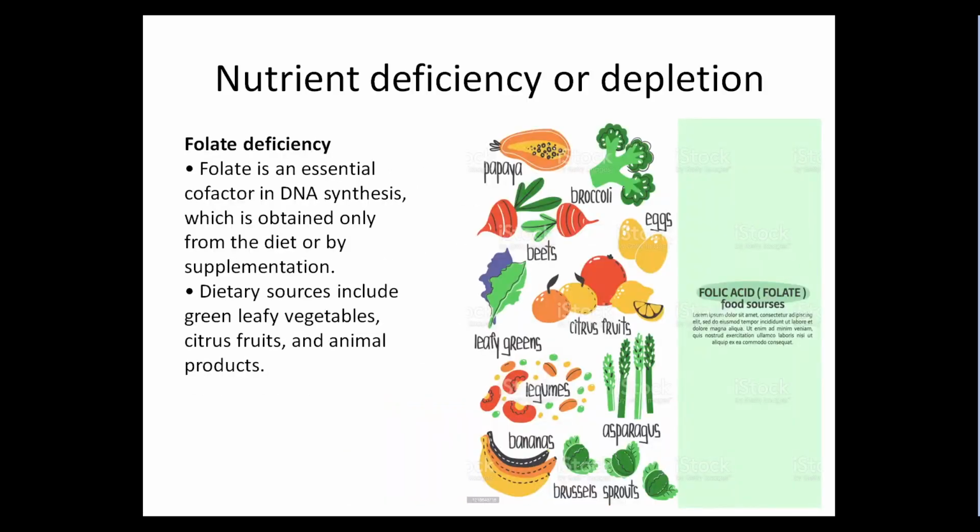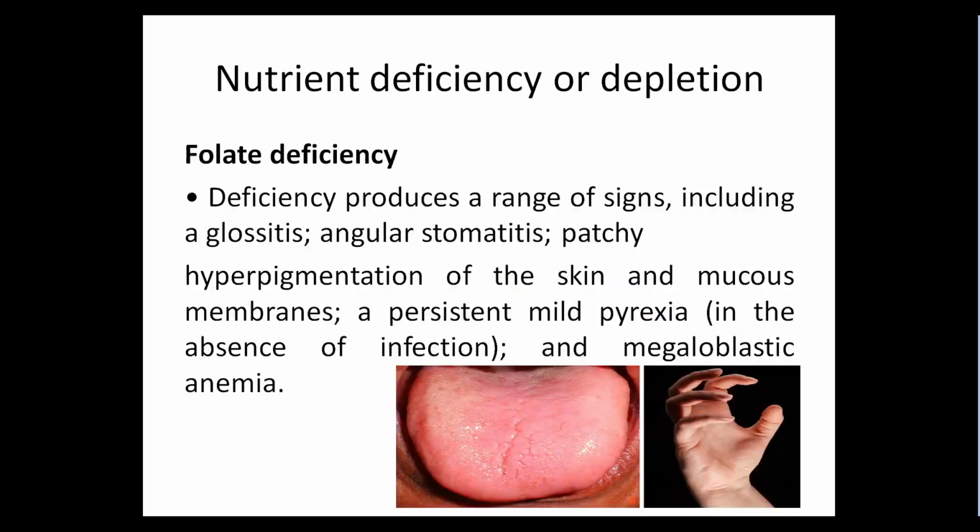Folate deficiency. Folate is an essential cofactor in DNA synthesis, which is obtained only from the diet or by supplementation. Dietary sources include green leafy vegetables, citrus fruits, and animal products. Deficiency produces a range of signs including glossitis, angular stomatitis, patchy hyperpigmentation of the skin and mucous membranes, persistent mild pyrexia in the absence of infection, and megaloblastic anemia.